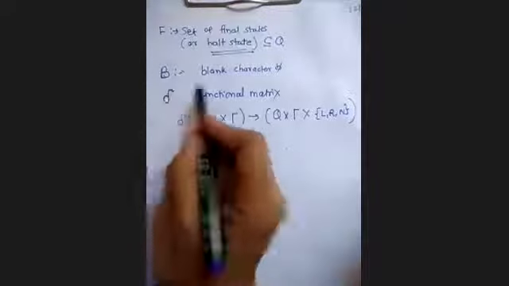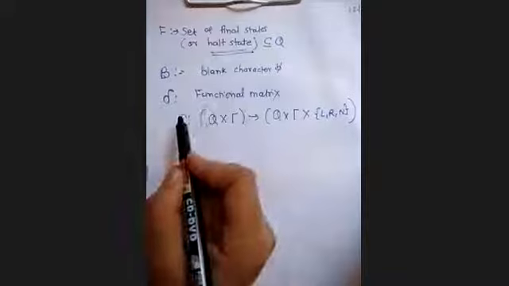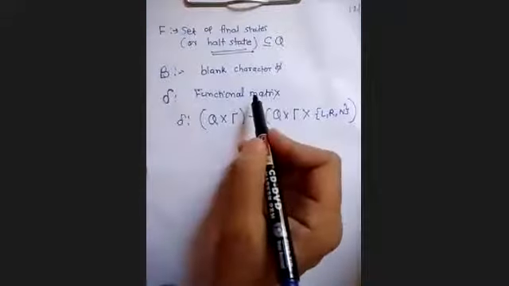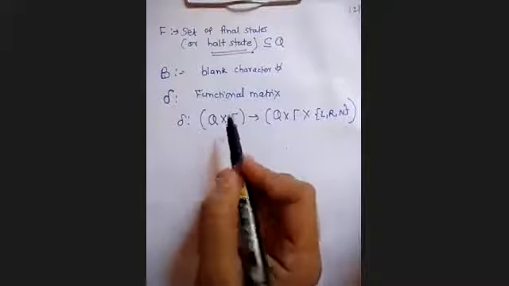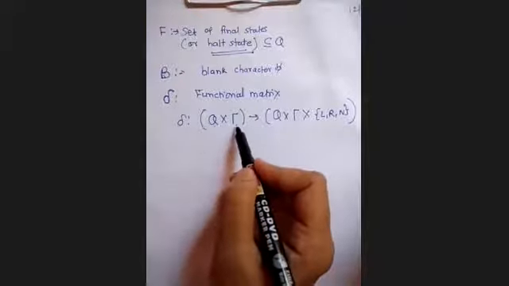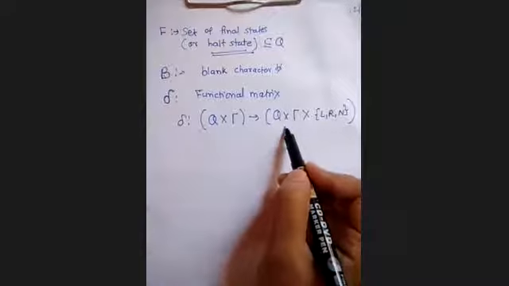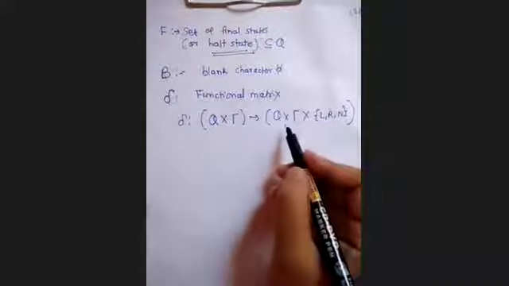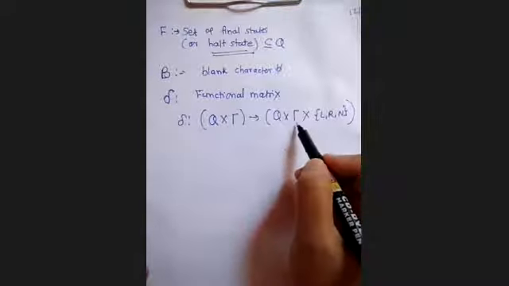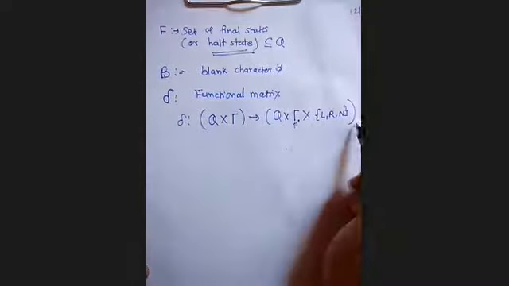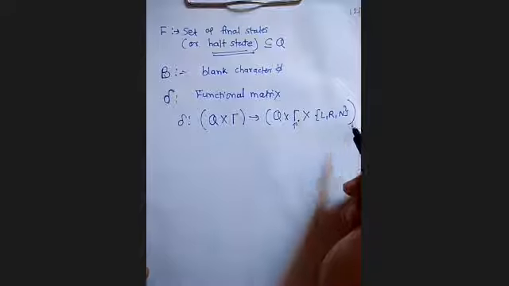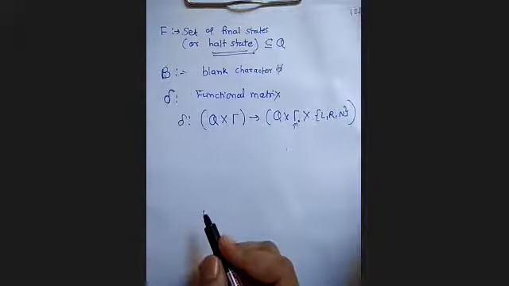B here is the blank character and delta here is the functional matrix. And how it is indicated, we have seen: given the state and a tape symbol, it gives the next state, again a symbol from the tape symbols, and the direction. Okay, so now we'll take an example.